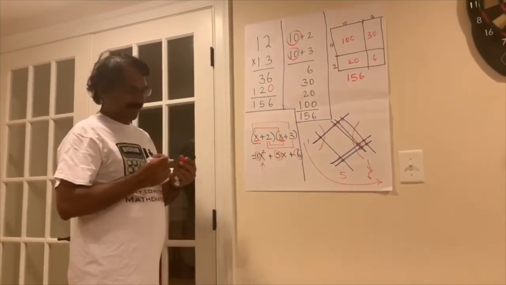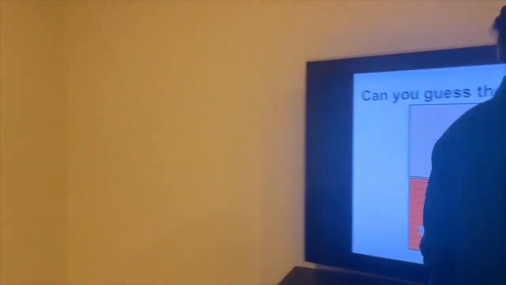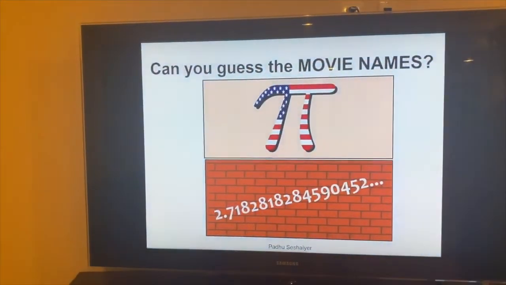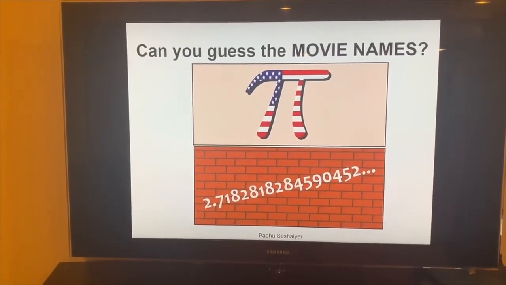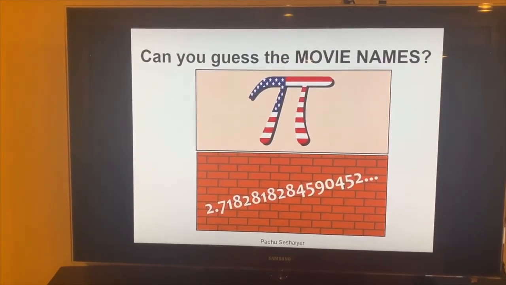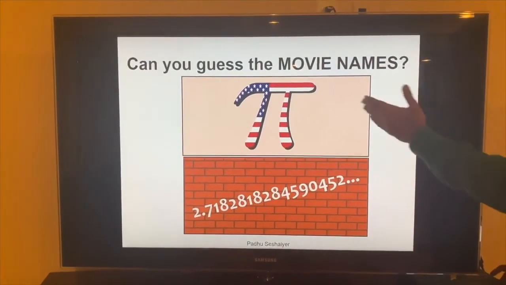Wow, that's so cool. Before you leave today from my Making Math Meaningful lab, I have a small challenge for you. Cool, what is it? Well, do you see these movies on screen? Yeah. Well, can you guess the first movie? Sure. It looks like an American flag and pie. So, American Pie. Exactly, that's American Pie.